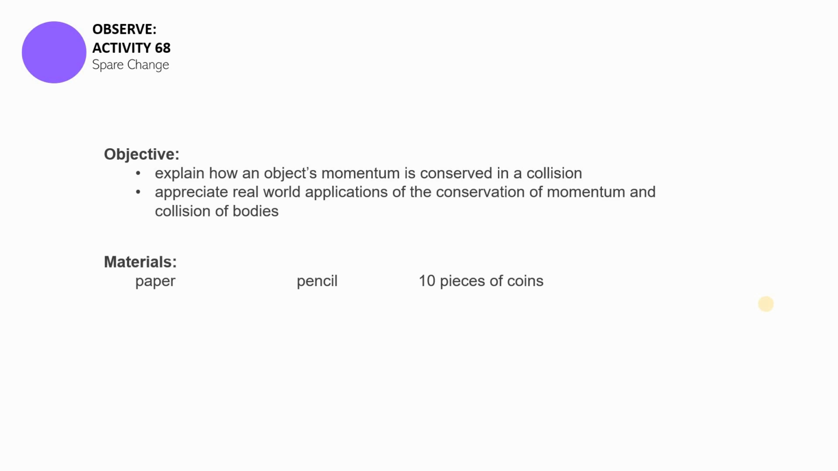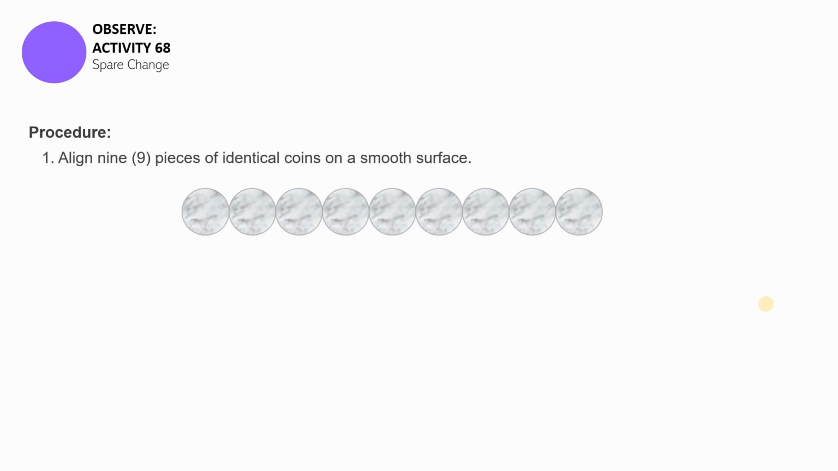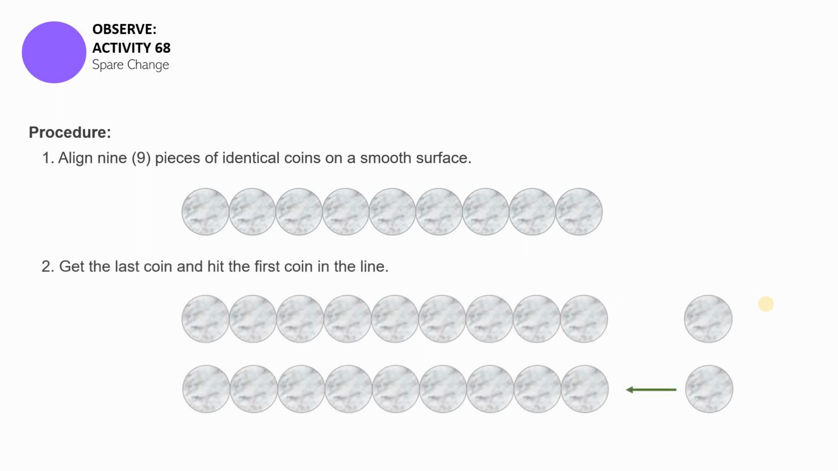The materials you'll be needing are the following. So you'll need a sheet of paper, pencil, and 10 pieces of coins. Now, if you have those materials already, let's begin. Step number 1, align yung mga 9 pieces muna of identical coins on a smooth surface. Align mo sila just like the way it's being shown right now. Number 2, with the last coin, yung pang 10, ayan, hit them on one side. The first coin in the line.